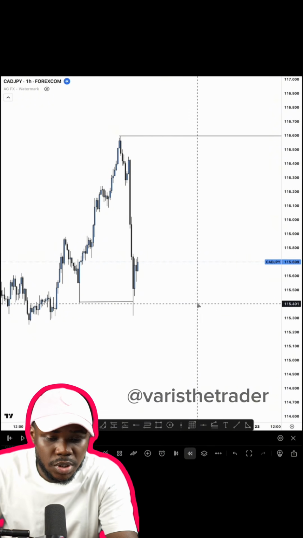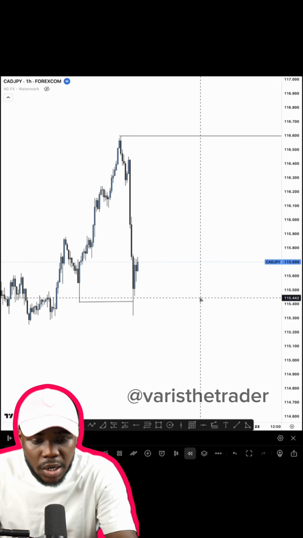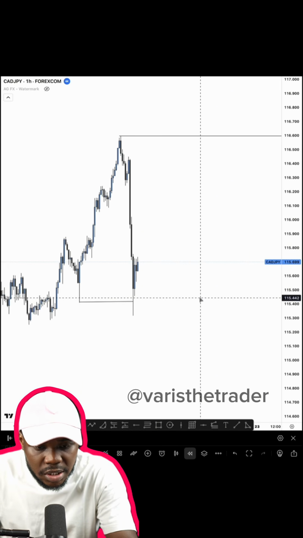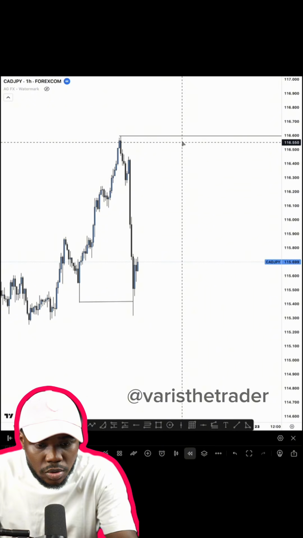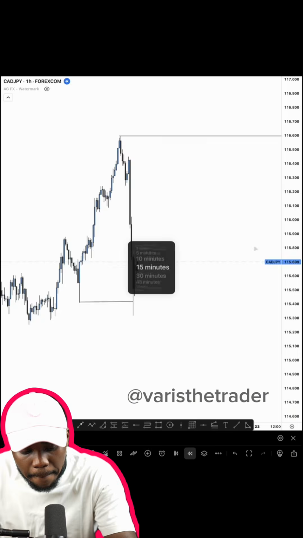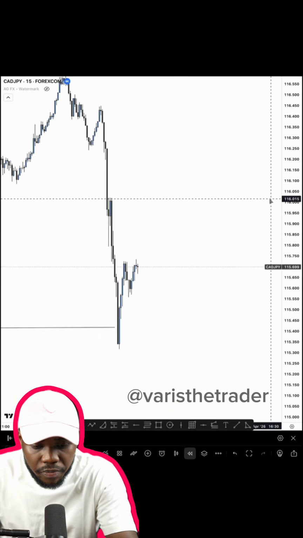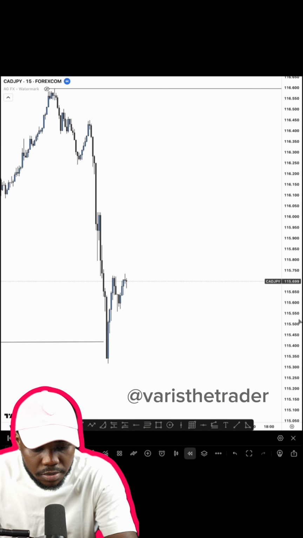So what do we want to see next? We want to see price give us a change in state of delivery, so that we can confirm that price is now ready to push up to create new structure to take out this draw on liquidity. So going down to the 15-minute time frame, because I like to take my change in state of delivery from the 15-minute time frame. All right, so let's play price and see.